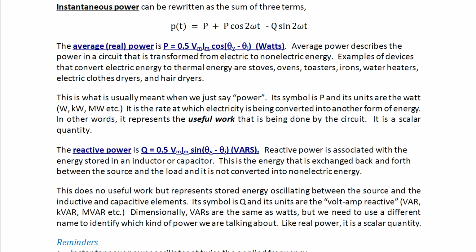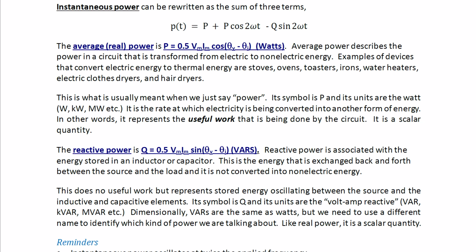Examples of devices that convert electric energy to thermal energy are stoves, ovens, toasters, irons, water heaters, electric clothes dryers, and hair dryers. This is what is usually meant when we just say power. Its symbol is P, and the units are watts, kilowatts, megawatts, etc. It is the rate at which electricity is being converted into another form of energy. In other words, it represents the useful work that is being done by the circuit. It is a scalar quantity.